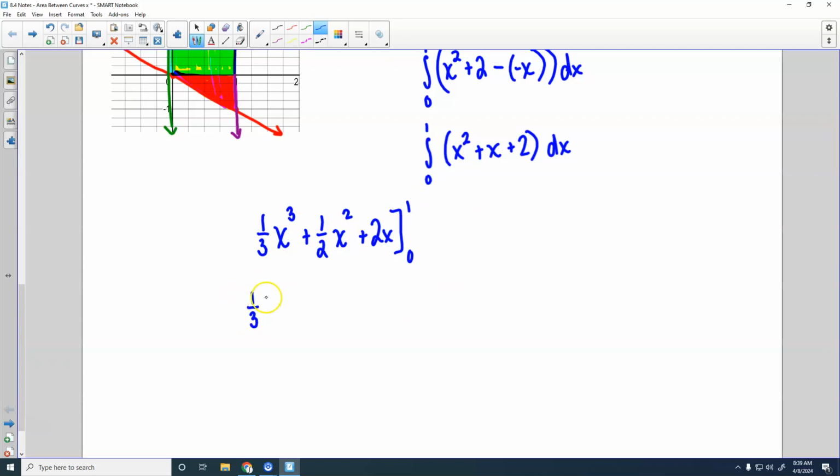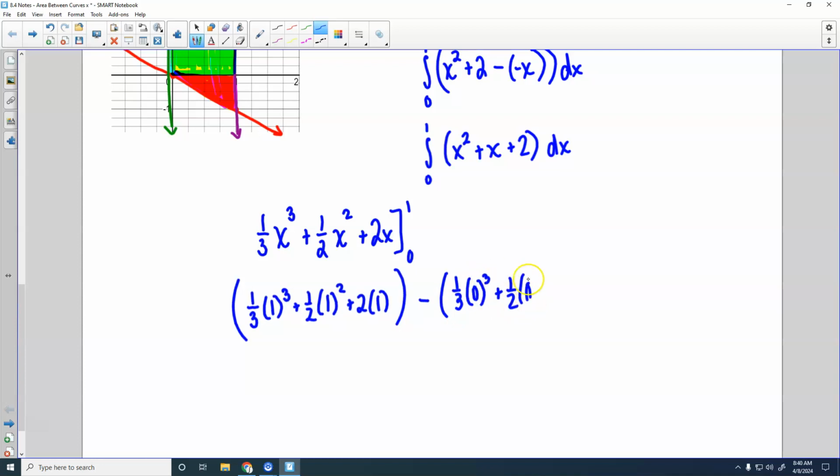So I've got 1/3 times 1 cubed plus 1/2 times 1 squared plus 2 times 1, minus 1/3 times 0 cubed plus 1/2 times 0 squared plus 2 times 0. And so this is going to be 1/3 plus 1/2 plus 2. What are we going to get over here for that last part? Just 0, because you're multiplying everything by 0. So it's really just 1/3 plus 1/2 plus 2.